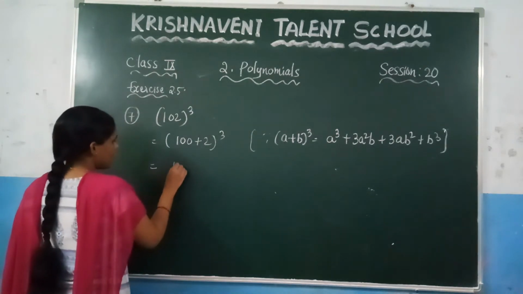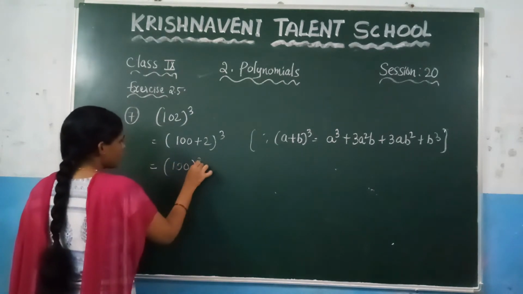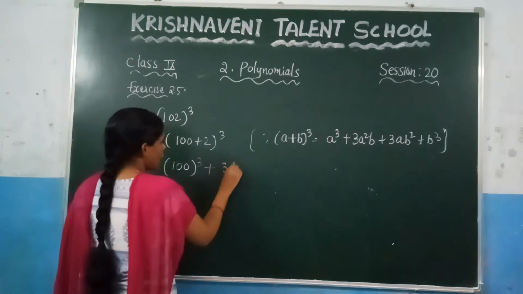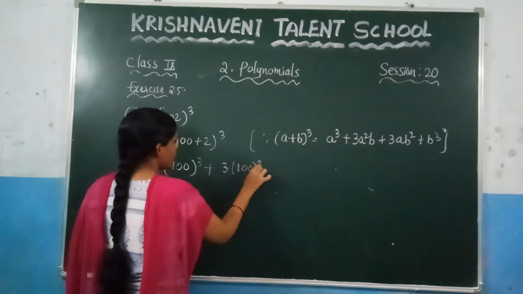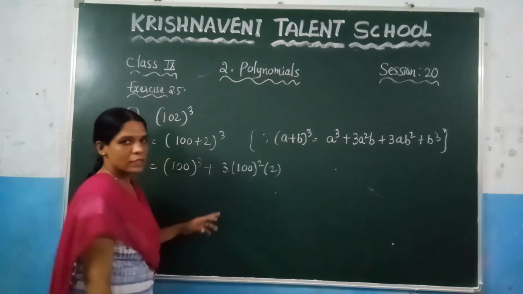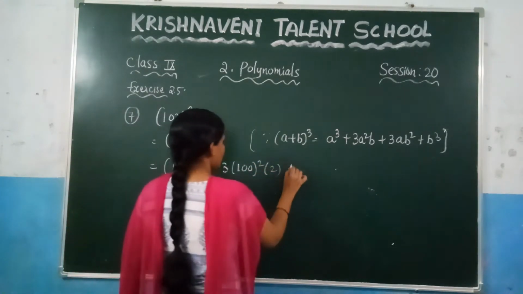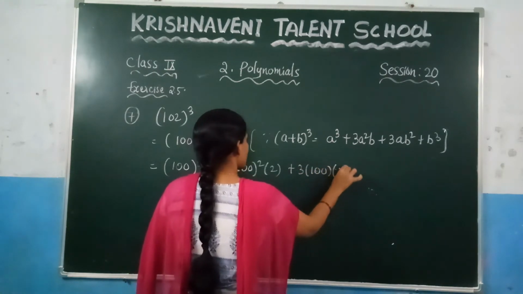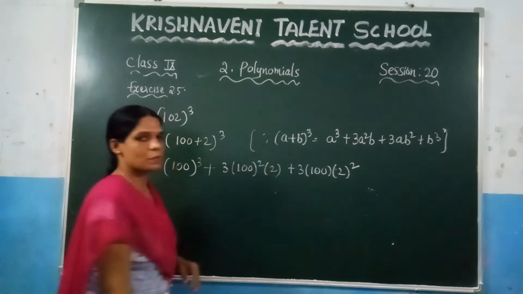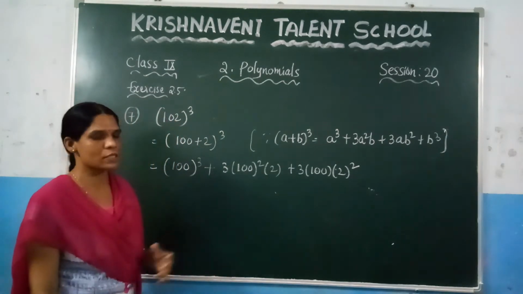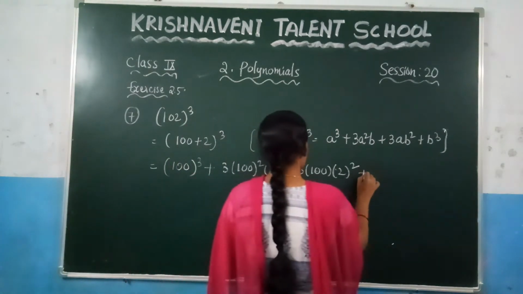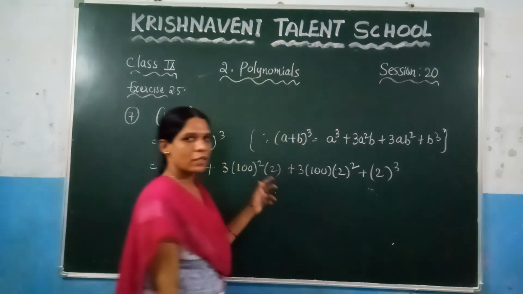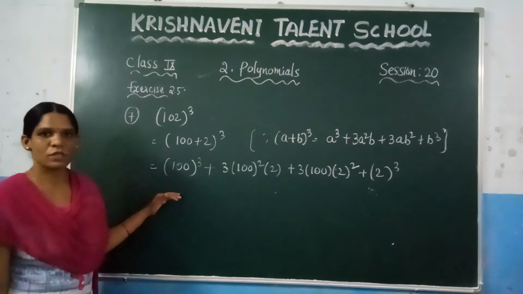What you get here is a cube, which is 100 cube, plus 3a square b, which is 3 into 100 square into the value of b, which is 2, plus 3ab square, which is 3 into 100 into 2 square, plus b cube, which is 2 cube. Right? We have expanded. Now you can solve this.